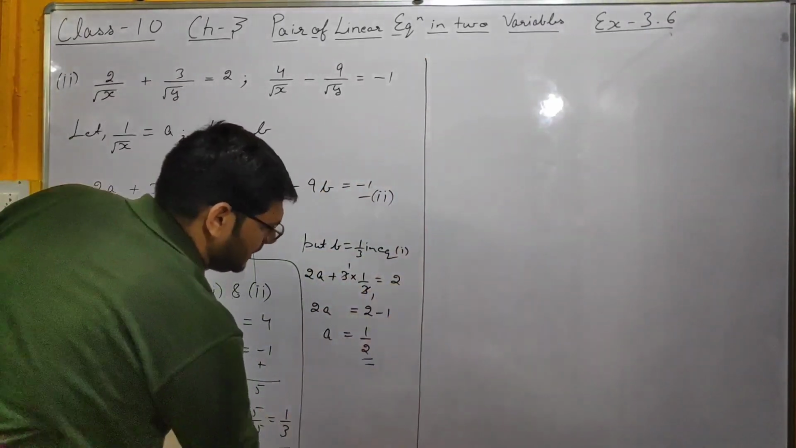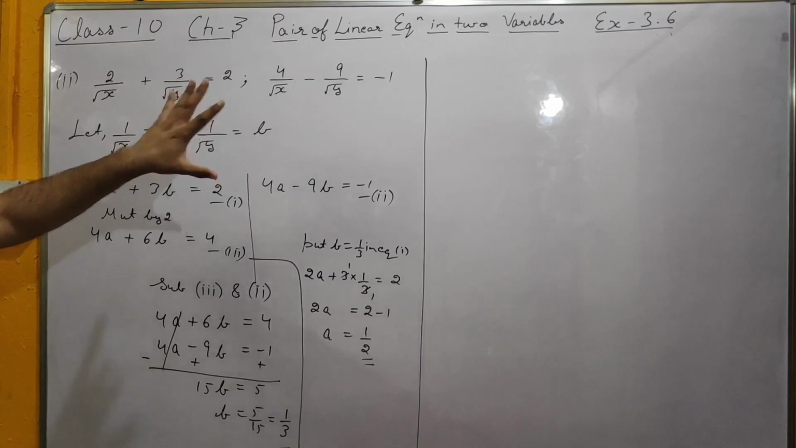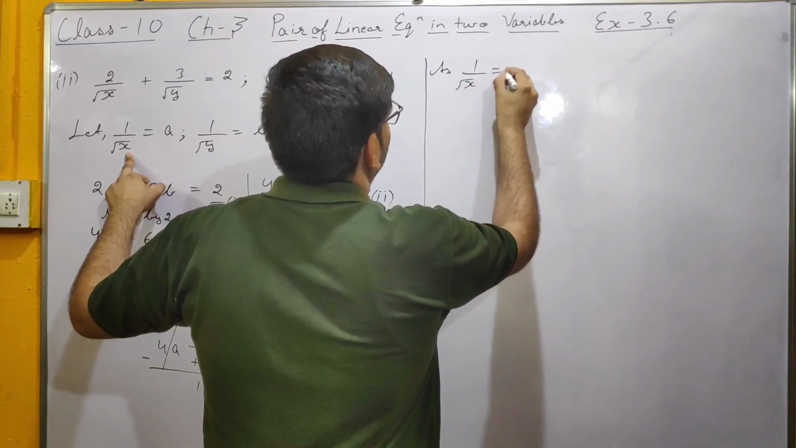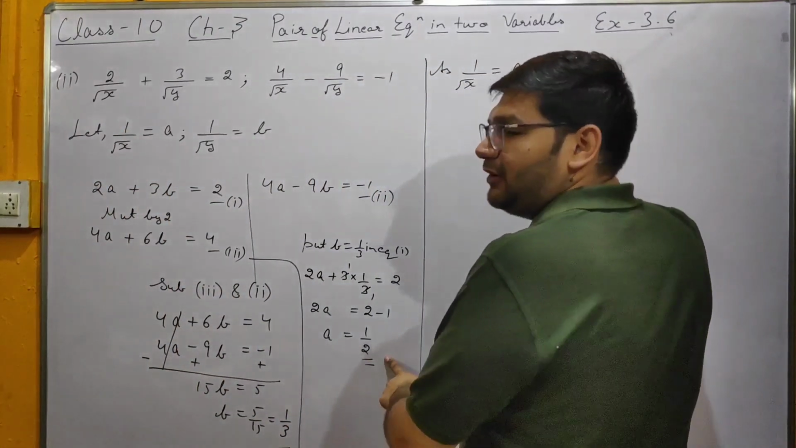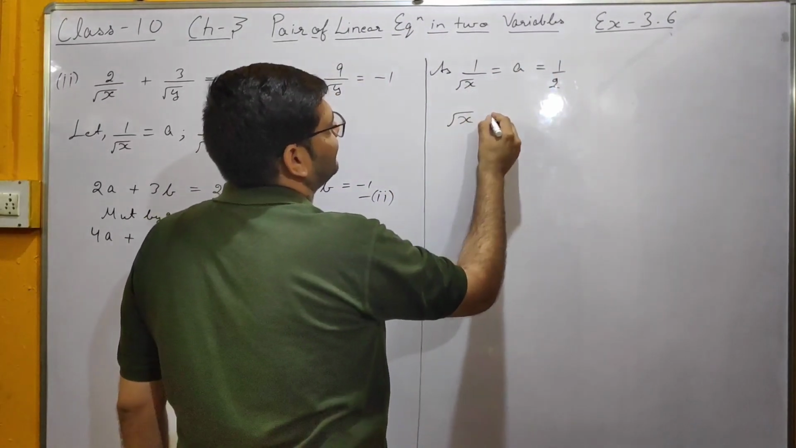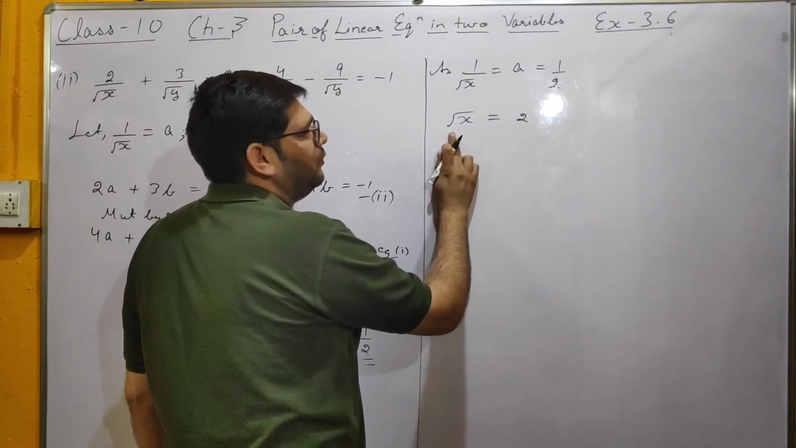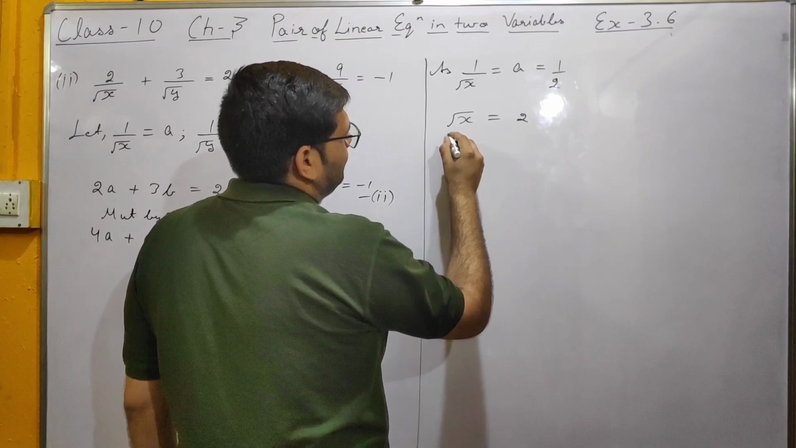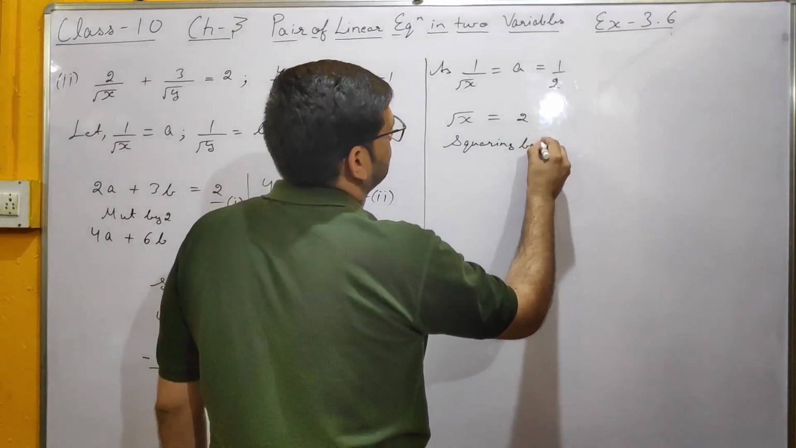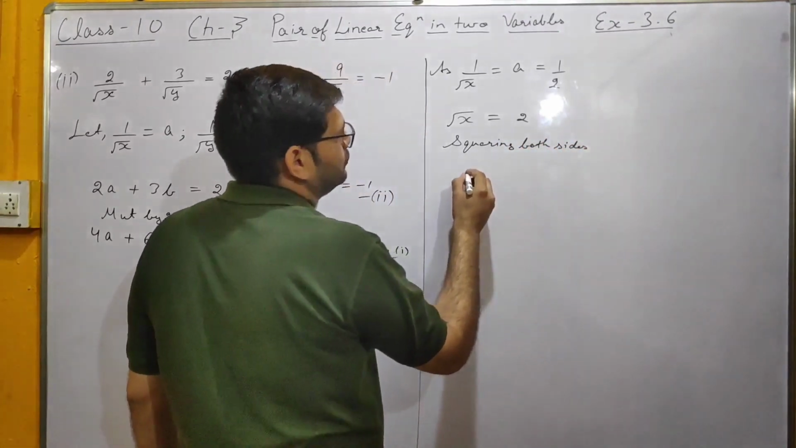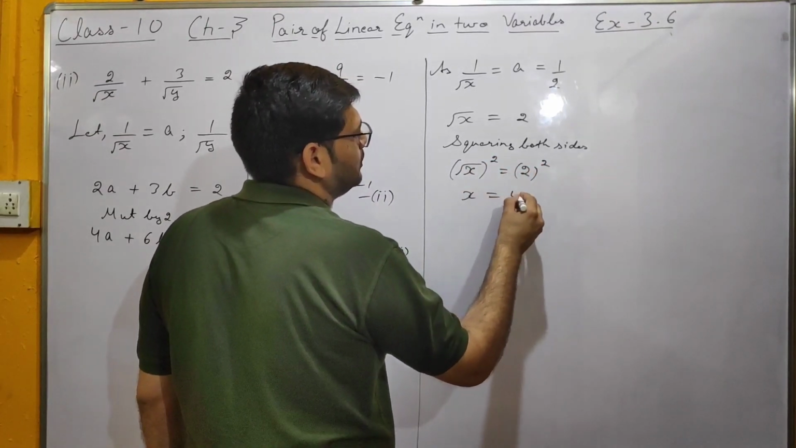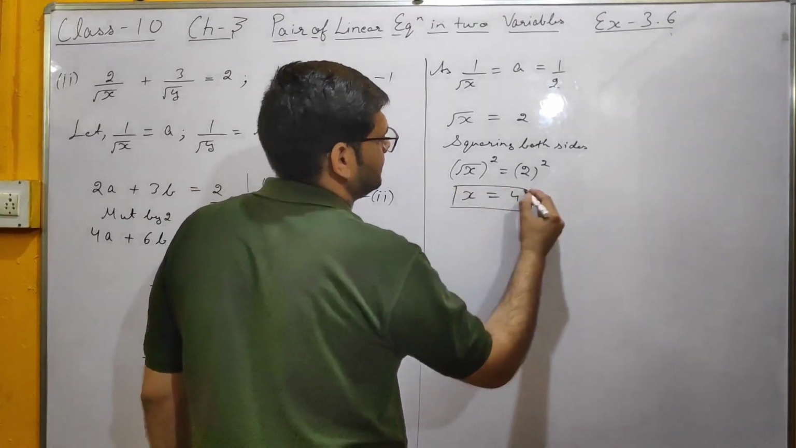So guys, we need the value of x and y. Just see: as 1 by root x equals a, and the value of a we found is 1 by 2, just take the reciprocal. So root x equals 2. Now it is in root, so we square both sides. Squaring both sides, we get x equals 4. So the value of x is 4.